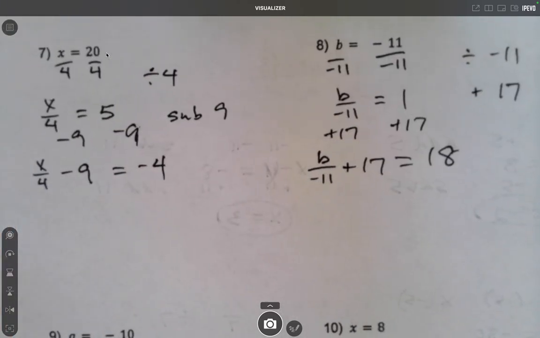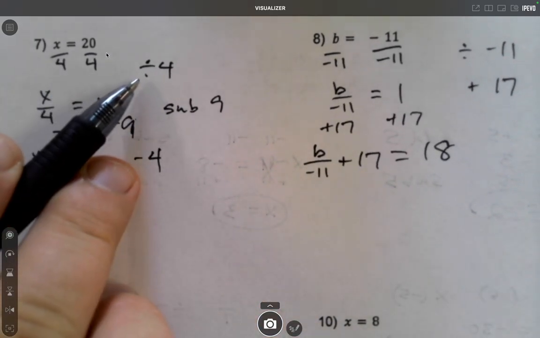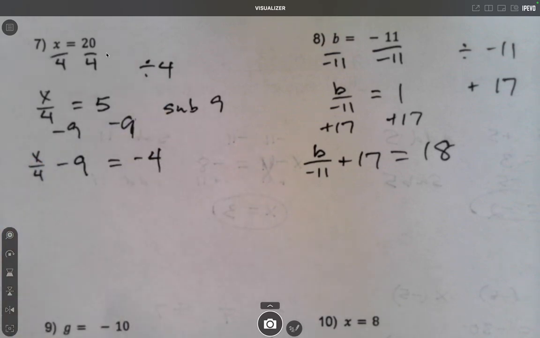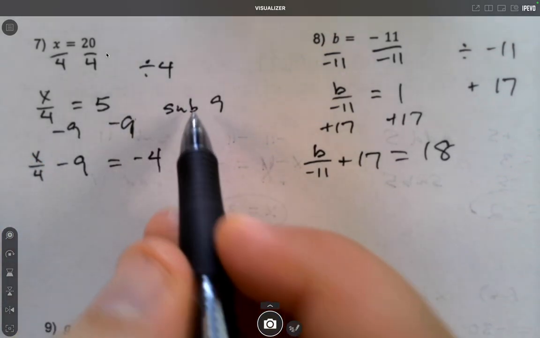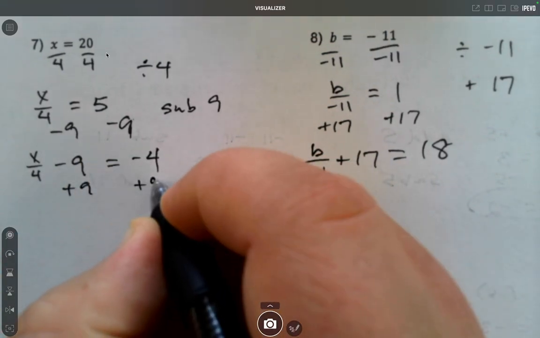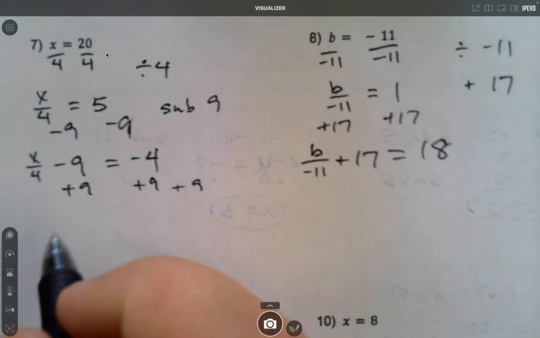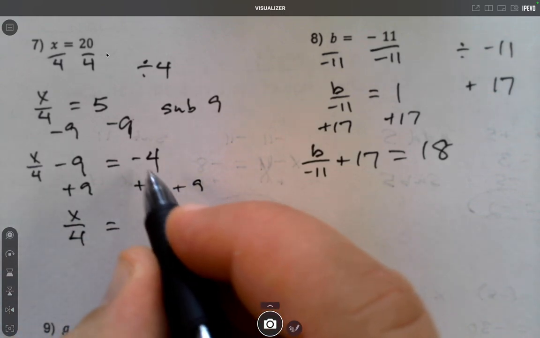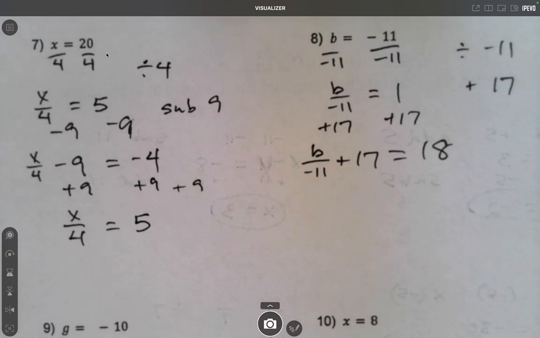Okay, it's still a two-step equation, like it was last time, but this time he did divide first. So again, he divided by 4 and then subtracted 9. So we'll do the opposite in the opposite order. Since the last thing he did was subtract 9, we'll add 9 to both sides. Negative 9 plus 9 is 0. x over 4 minus 0 is x over 4. Negative 4 plus 9 is 5.